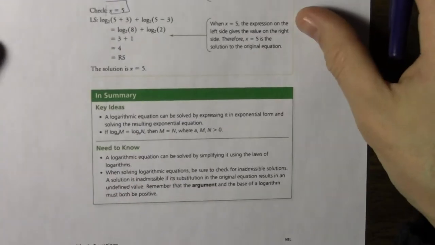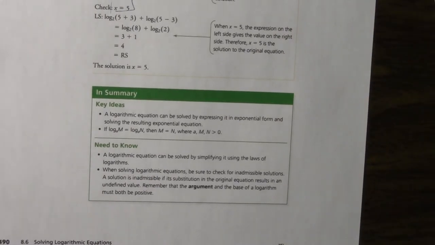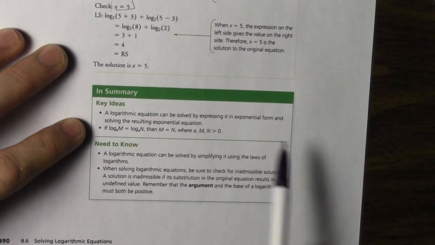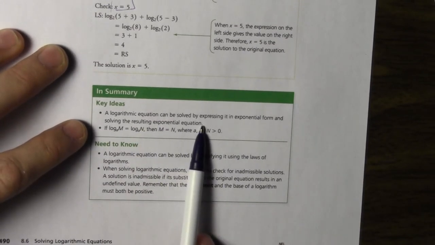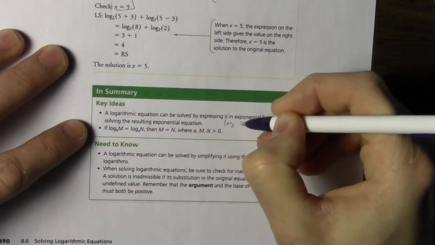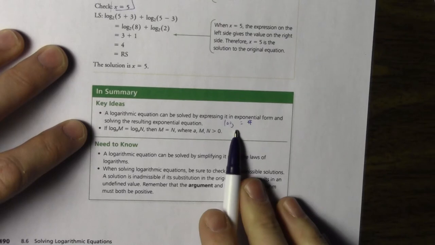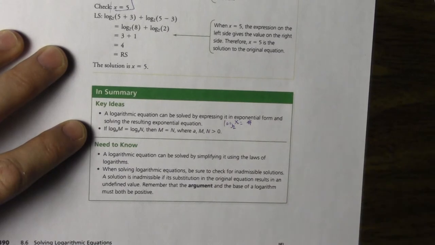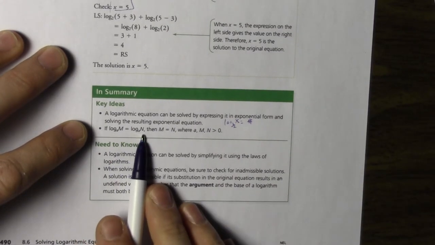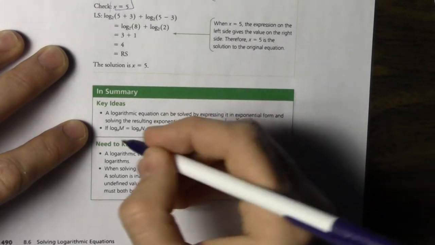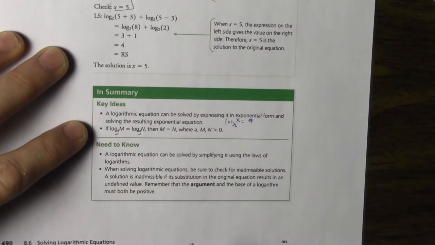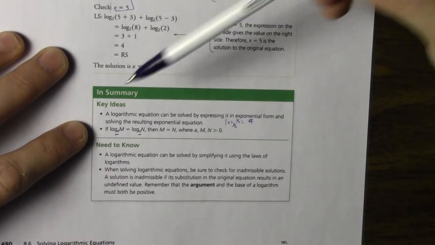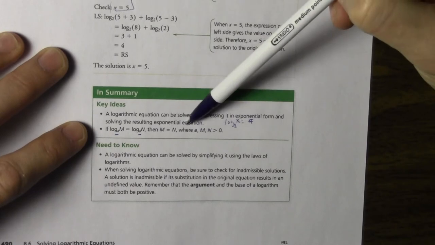Okay, so in summary, a logarithmic equation can be solved by expressing it in exponential form and solving the resulting exponential equation. So this happens when we have log on one side equal to a number on the other. We express it in exponential form. So you take this base to the exponent of this as equal to that value. If log m is equal to log n, then m is equal to n. Important that the base, of course, is the same, a and a. Okay, so we can get rid of those logarithms if there's one on either side of the equality, one expression.